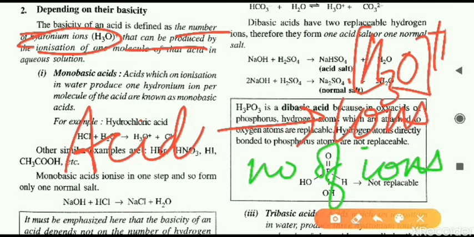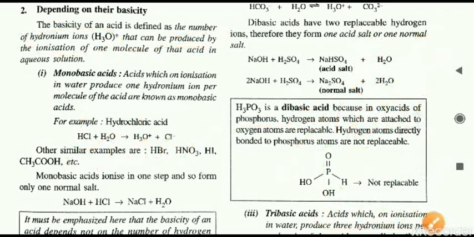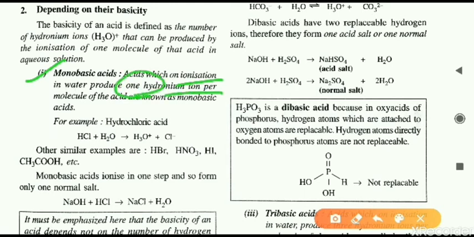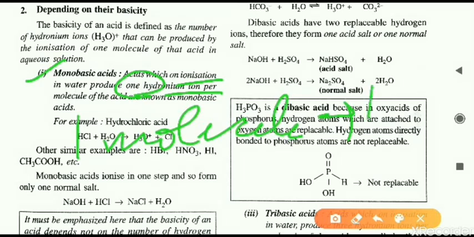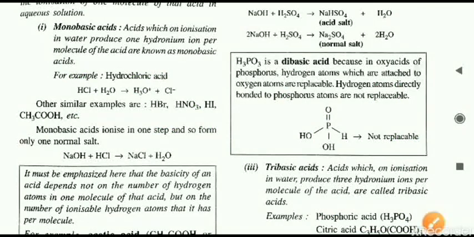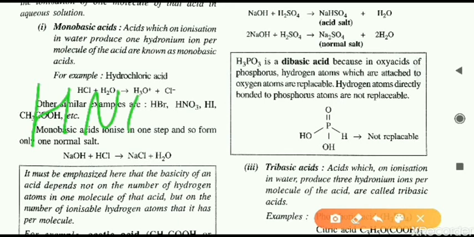If one hydronium ion is produced, then it is called a monobasic acid. Here you can see, monobasic acids are those acids which on ionization produce only one hydronium ion per molecule. Means one molecule of acid will give one hydronium ion. We can take one example for the monobasic acid. For example, we can take HNO3. This is a monobasic acid.